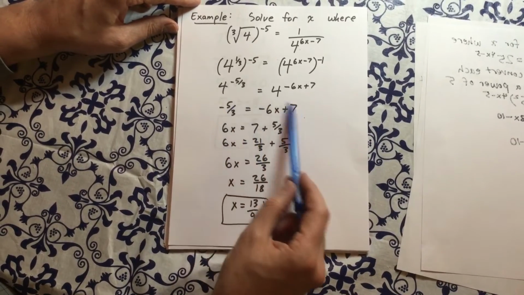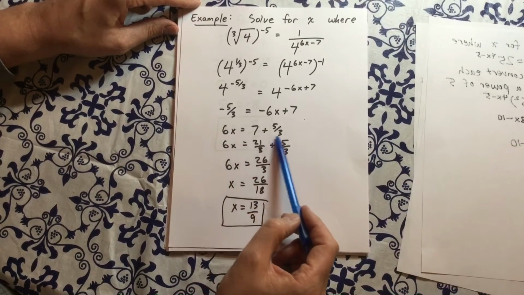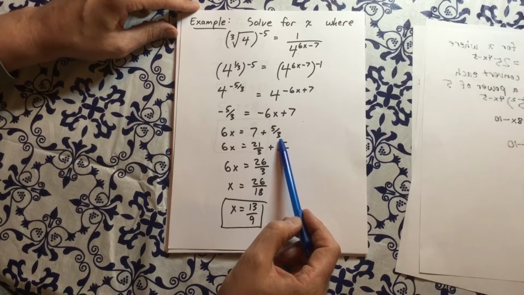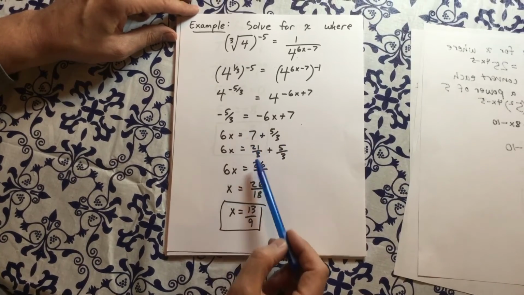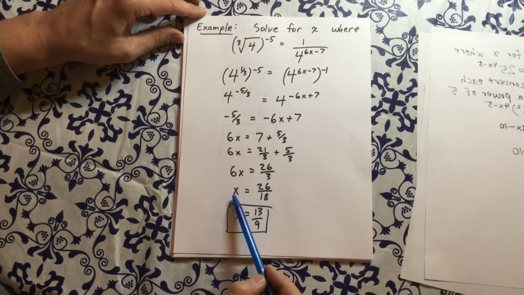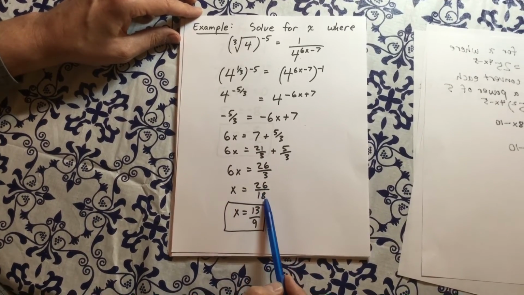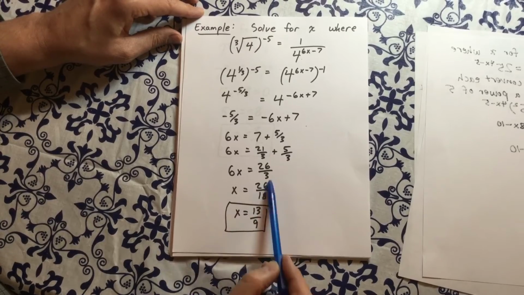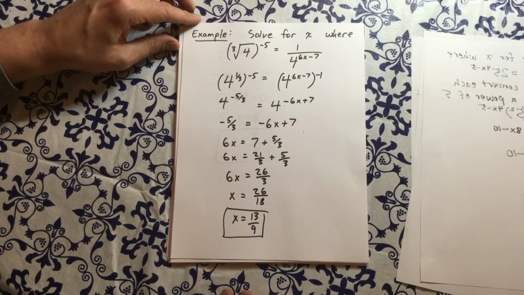Add 6x to both sides and add 5/3 to both sides, and I get this equation right here. Converting 7 to 21 over 3, I get 6x equals 26 over 3, meaning x equals 26 over 18, and I can reduce that fraction to 13 over 9.